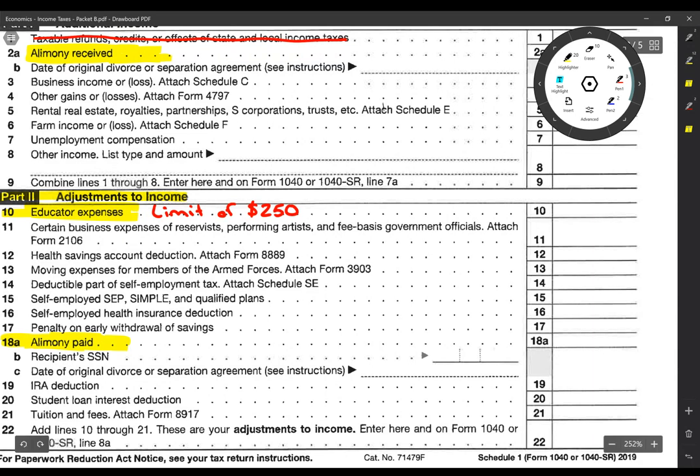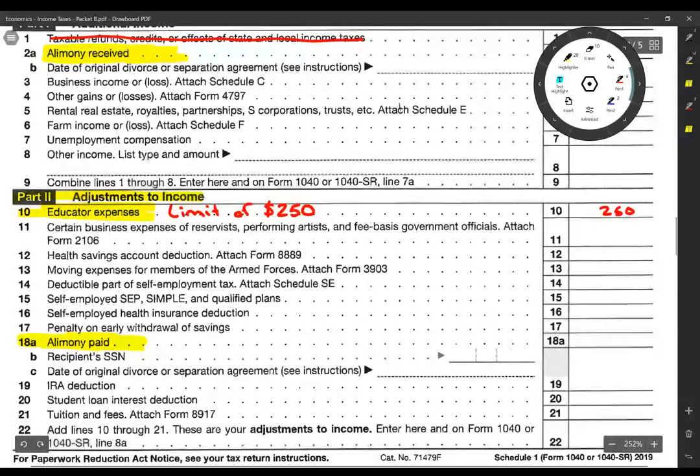So you would write out $250 here. If you meet that, and oops, I put the cents there. You don't need to put the cents there. Keep it all whole numbers. Okay. If the individual meets the 250. All right, let's see. Certain business expenses, nope, we're not going to worry about that one. Okay, healthcare savings deductions, I'm not going to worry about that one for us. Moving expenses, not going to worry about that.